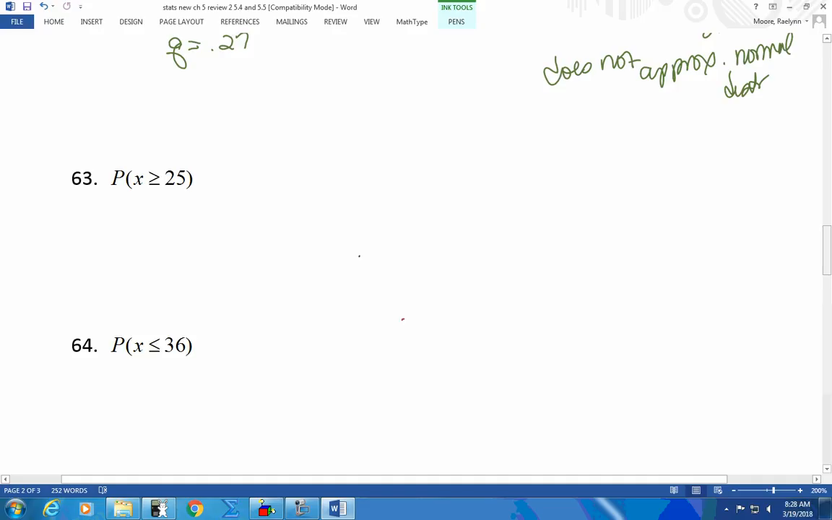Okay, you might see this: correct this for continuity. I might give you a statement and have you write a probability statement and then correct it. So, how do I do this? This says greater than or equal to. I start like this.